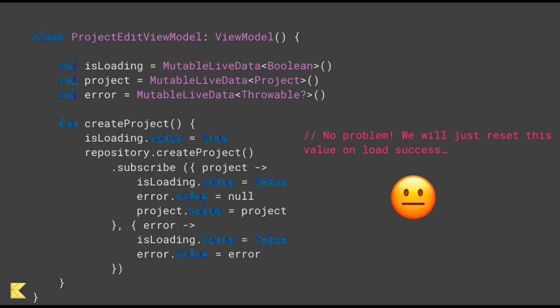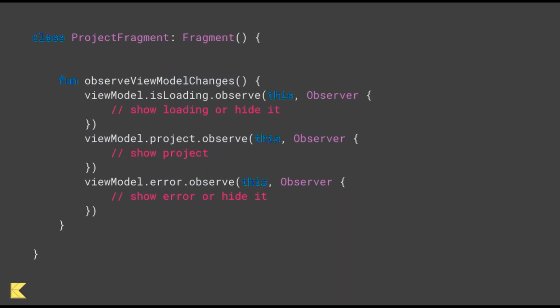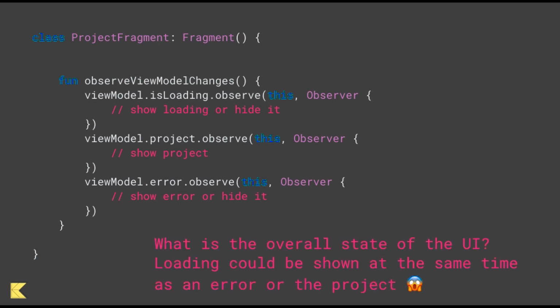Anyway, basically this kind of thing is what causes a lot of state issues, right? When we start to look at these values on our screen, so this is our fragment, we're now observing these three different streams of data. We want to show or hide the loading, we want to show or hide the project, or we want to show or hide the error. So the thing that we don't know at this point is what is the overall state of the UI, right? Loading could be shown at the same time as an error on the project. We don't know because these are all three separate streams of data. We actually don't know what the proper UI should look like at any one point in time.